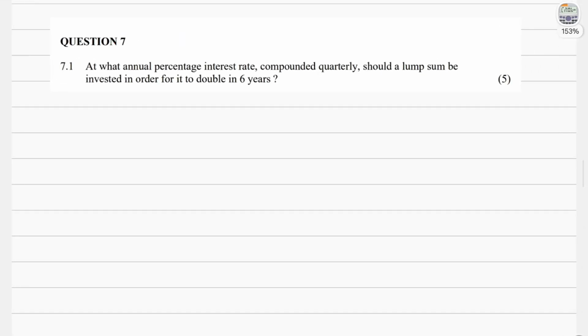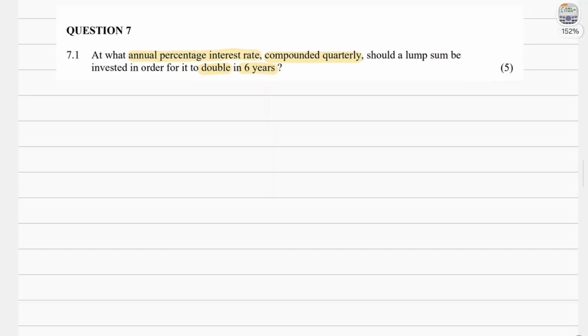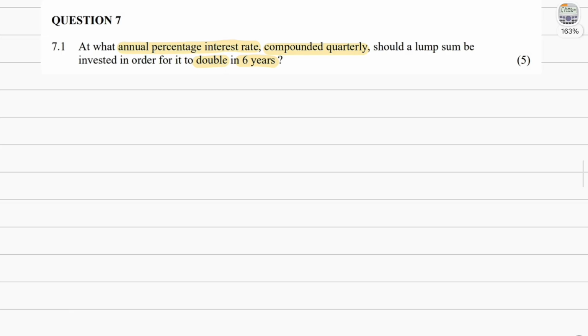Question 7.1 says, at what annual percentage interest rate, compounded quarterly, should a lump sum be invested in order to double in 6 years? Okay, so we want to find out at what annual interest rate this should happen. The money we're referring to is doubling, meaning it's growing, and this is compound interest. So the formula is A equals P times (1 plus i) raised to the power of n. Because this money doubles, we can call the money that goes in x.